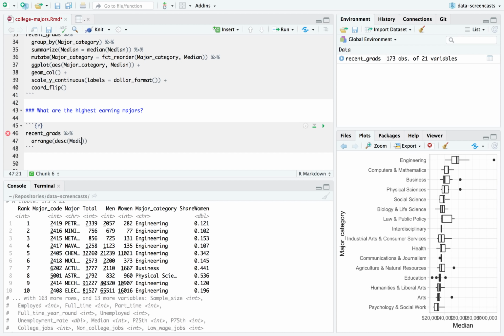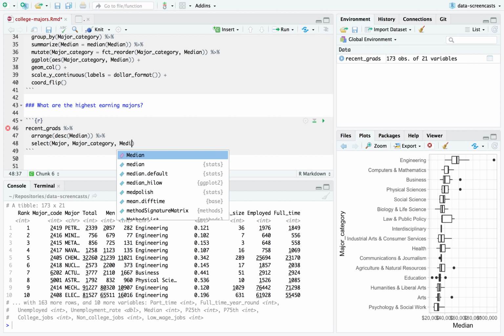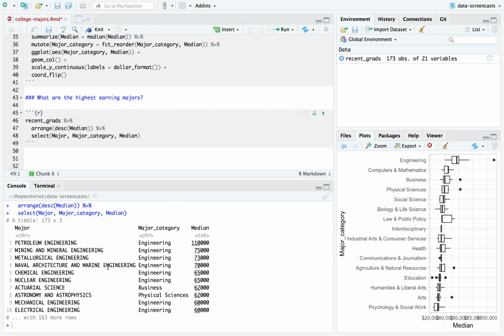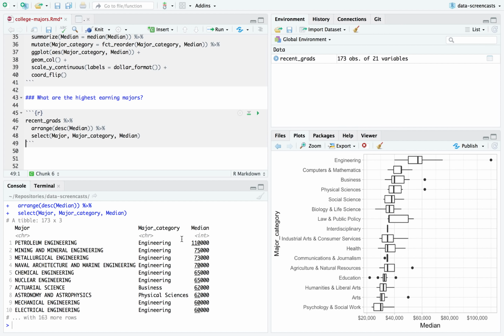So arrange in descending median. In this case, I'm going to grab just the columns I care about, the major category and the median. And we see it's petroleum engineering. Oh, that actually sort of makes sense to me. The kind of people that work in geosciences go work for oil companies and can make a lot of money out of that. One thing that's strange to me, I see 75 and 73. Here they are.